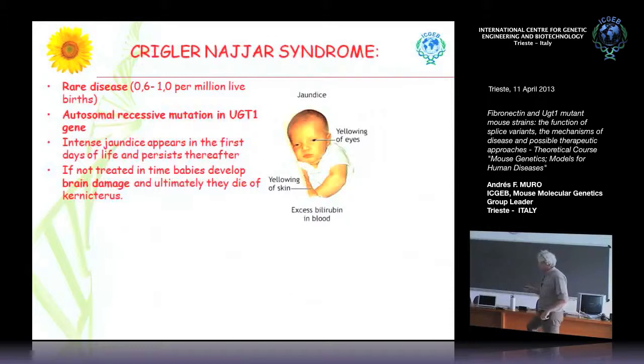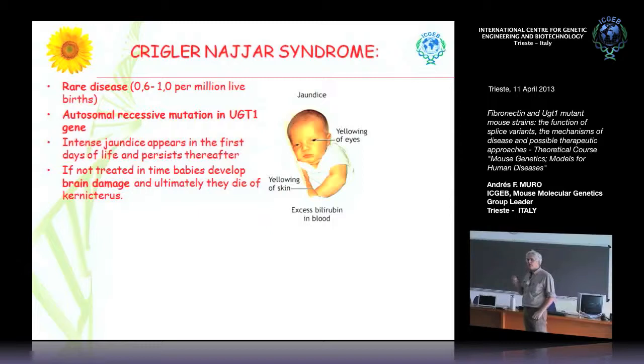So, as I said before, Crigler-Najjar syndrome deals with bilirubin. It is a very rare disease. It affects more or less one newborn per million, so there are not so many patients around the world. It is recessive.